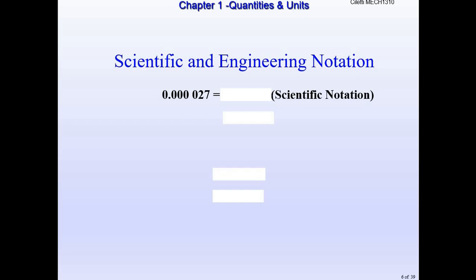So let's look at this number here. It's less than 1. I automatically know I'm going to have a negative exponent, and we're going to do scientific notation first. Remember, to get these straight.